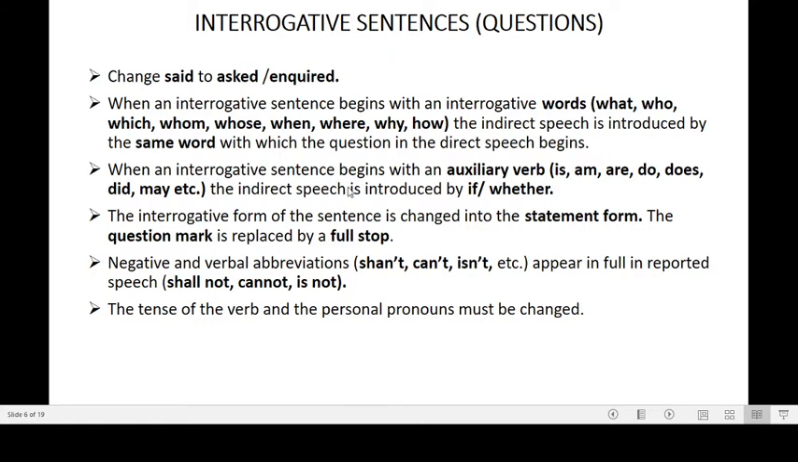And when an interrogative sentence begins with an auxiliary verb such as is, am, are, do, does, may, etc., the indirect speech is introduced by if or whether. And the interrogative form of the sentence is changed into statement form. Questions will become statements. The question mark is replaced by a full stop. And negative or verbal abbreviations like shan't, can't, isn't, etc., take their full form in reported speech. Shan't becomes shall not, can't becomes cannot, and isn't becomes is not. And the tense of the verb and the personal pronouns must be changed.